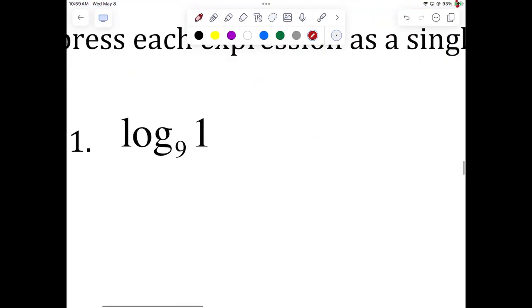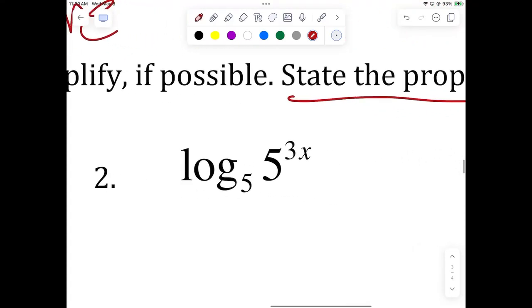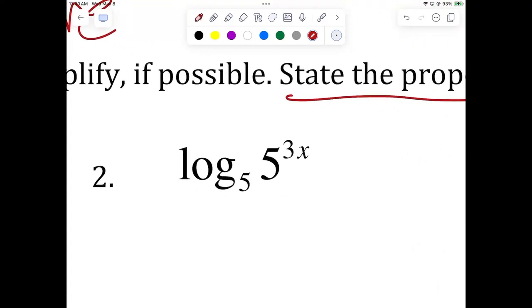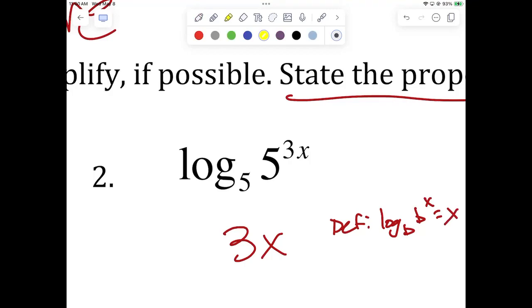All right. What's log base 9 of 1? 0. Why? Because 9 to the 0 power is 1, right? If you want to write that, because 9 to the 0 power is 1. That's just the definition. All right, number 2. What's log base 5 of 5 to the 3x? 3x, boom. That's also a definition. That's the important one. Log base b of b to the x is just x. And the x can be anything. It's just a blob. Log base b of b to the blob is just a blob.